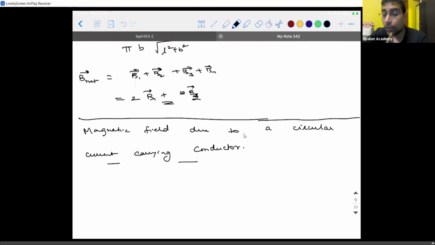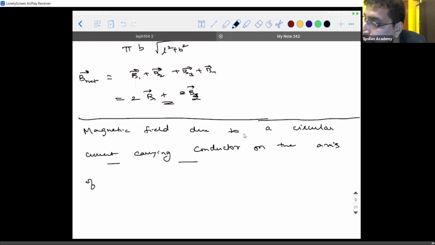Correct? Now what we are going to do is, if current is flowing through this conductor, our job is to find what is the magnetic field on the axis of this circular current carrying conductor. Clear, guys? So magnetic field due to a circular current carrying conductor, I have to extend the statement on the axis of it.